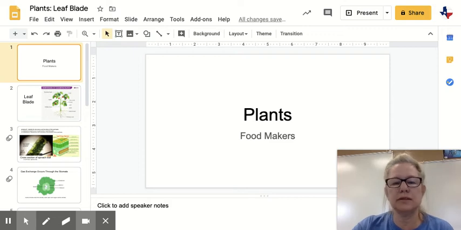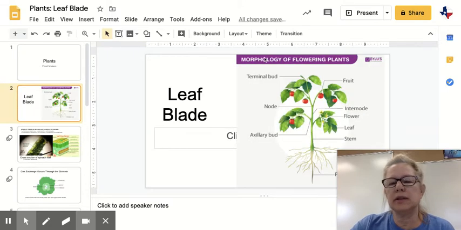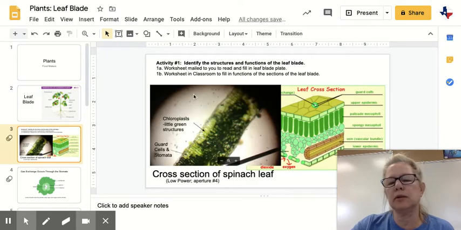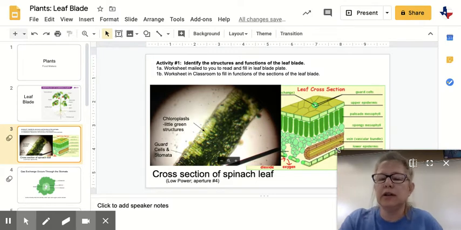Hey guys, this week you're going to talk about plants as food makers, which really means we're looking at the structure of the leaf blade. So you're going to be looking at the leaf blade this week. I have sent you a copy in the mail, a worksheet where you have to identify all the different parts of the structure of the leaf.